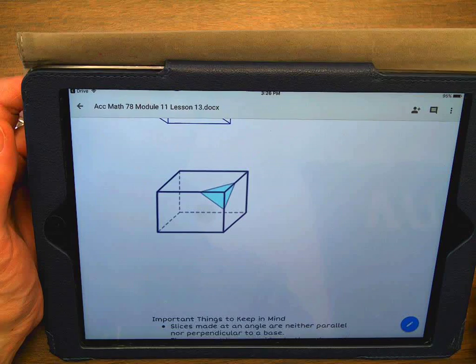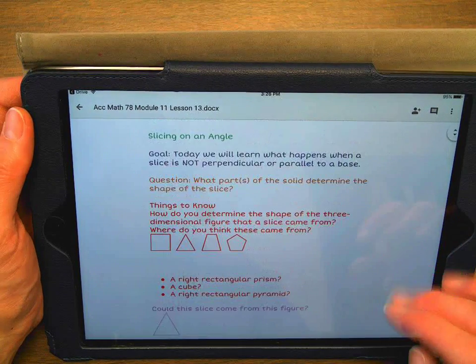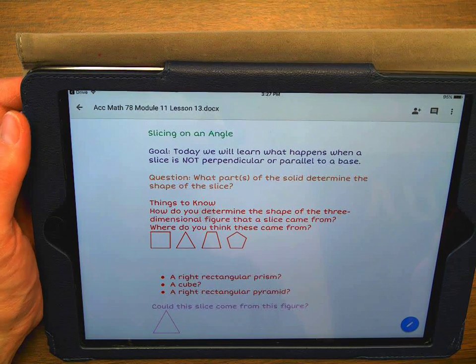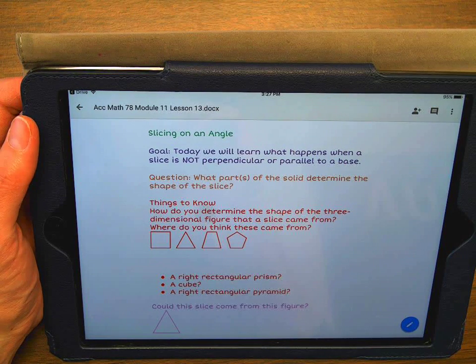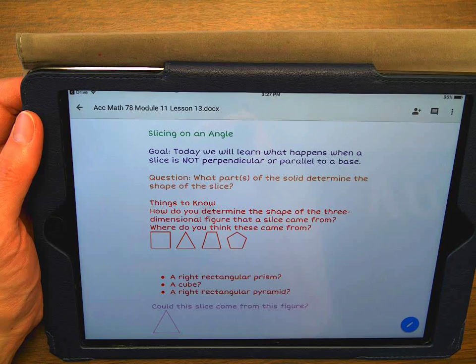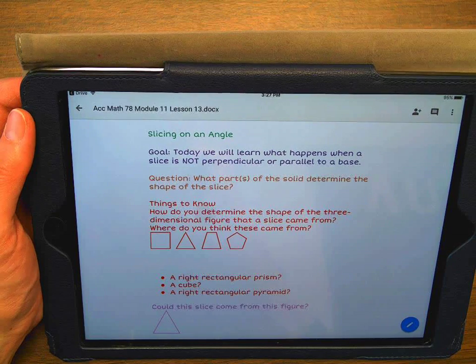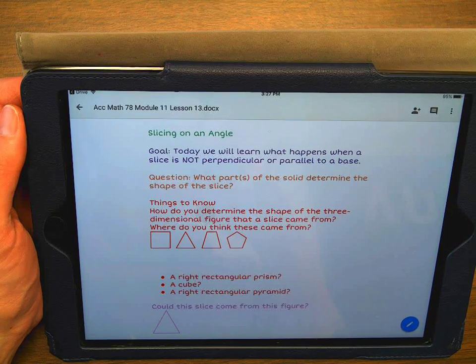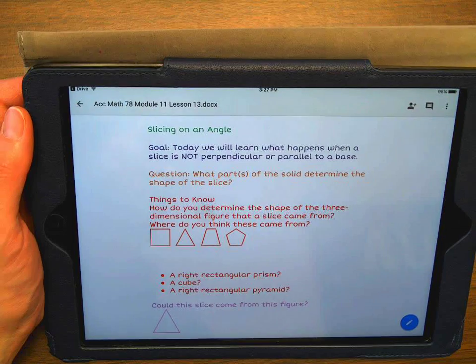All right, again, these notes are helpful for little rules to remember, but most of what you're going to get out of these lessons is by actually performing the slice itself and looking at the outcome. So going back to our goal, today we will learn what happens when a slice is not perpendicular or parallel to the base. And the questions that you need to think about is what parts of a solid determine the shape of the slice. And again, like I said, this will be a lot more fun when I give you the materials and we can actually do some slicing and looking at it.